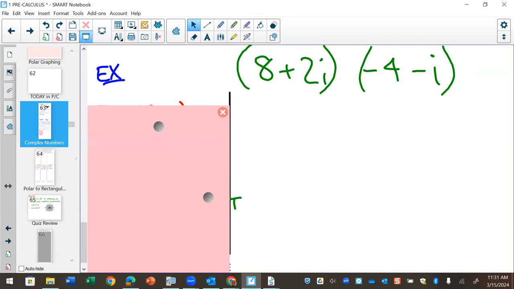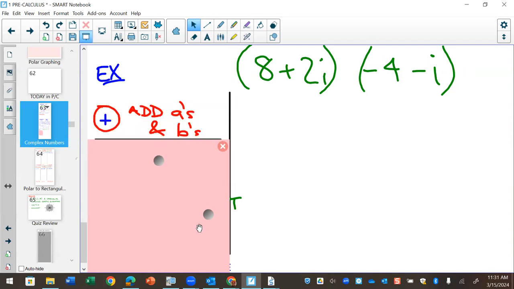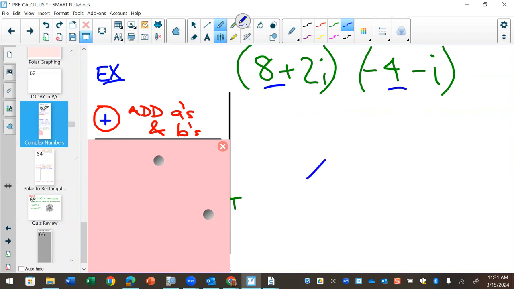Okay. So what do you think you're going to do when you add? You're going to add together like terms, I believe, was our phrase that pays. Why don't you do that? What would be your final answer? So easy. Nobody better miss this. Add the A's. What you got? Four. Add the B's.